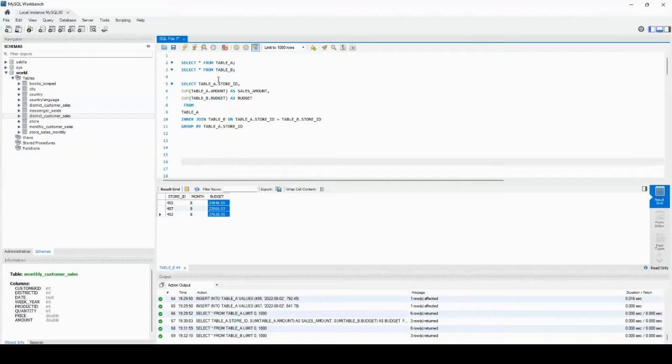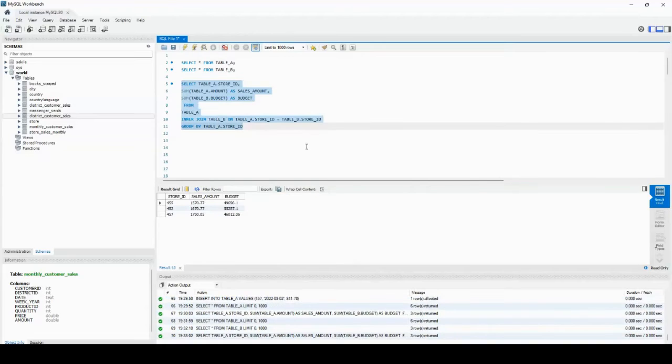What I shared on my TikTok is that if I was trying to find the store ID, the sum of the sales amount, and then the budget for that store for a month, this is the query I presented. Since table A and table B are both in the month of October, I'm not doing a date filter here. So I look at table A dot store ID, and then from table A, I sum the amount as the sales amount. And then from table B, I sum the budget as the budget from table A, inner join on table B, on that store ID that we know is in both, and then grouping by that store ID.